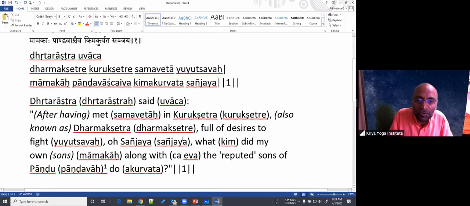Actually, this word consists of 3 different words, and because of Sandhi, it has become one word. So he has given here the splits: Pandava, Cha, Eva. So Cha plus Eva becomes Chaiva. These are the rules of Sandhi in Sanskrit.